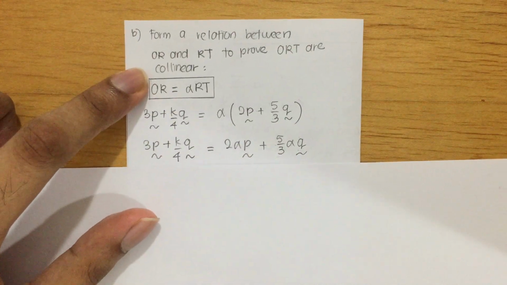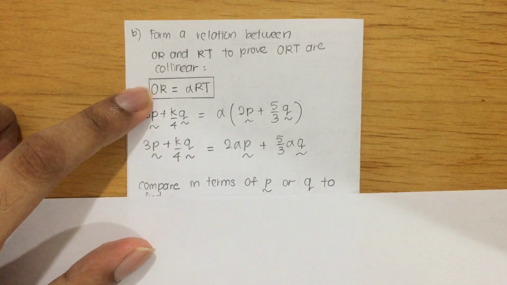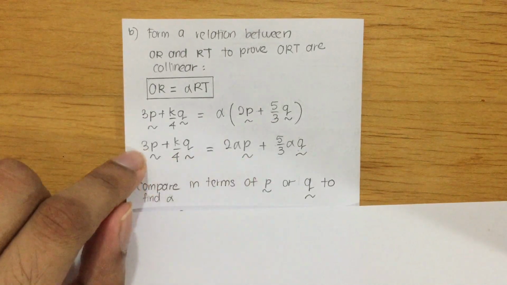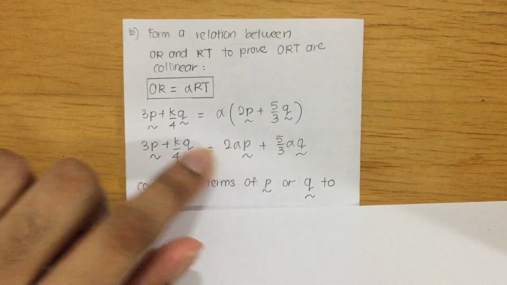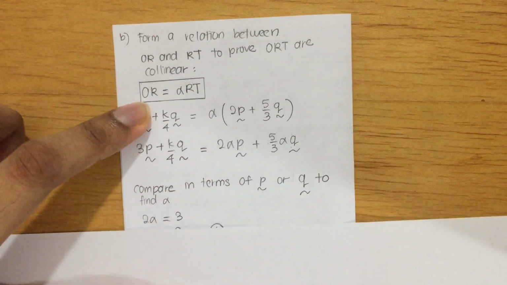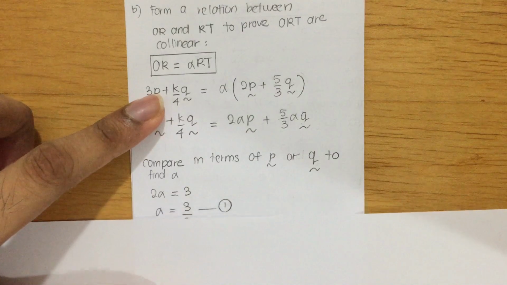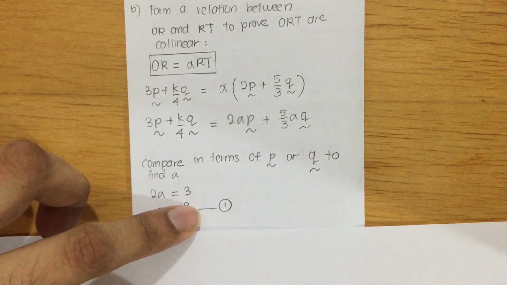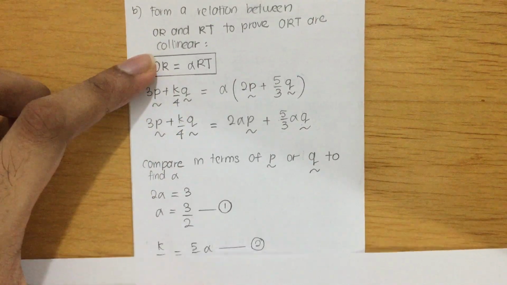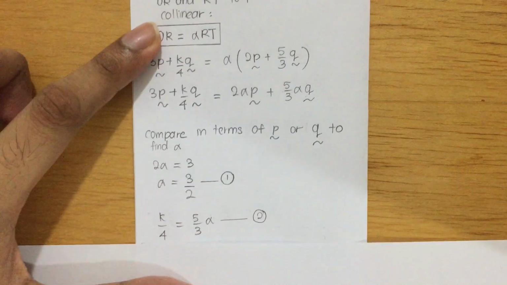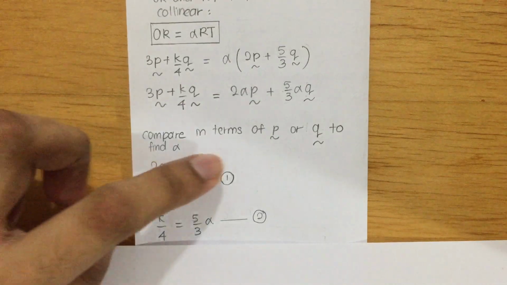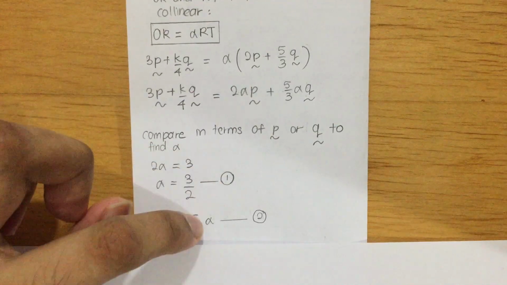For the next step, we're going to compare in terms of component P or component Q to find our alpha. In this case, we are going to use component P to find our alpha, since it's very direct over here. We can compare our component P, which is 3 equals 2 alpha. So 2 alpha is equal to 3, so our alpha value is equal to 3 over 2. This is our first equation and we have already found our alpha value here. And then we'll compare with our component Q as well. So K over 4 Q is equal to 5 over 3 alpha. This will be our second equation. To find the K value, we're going to substitute equation 1 into equation 2, guys.